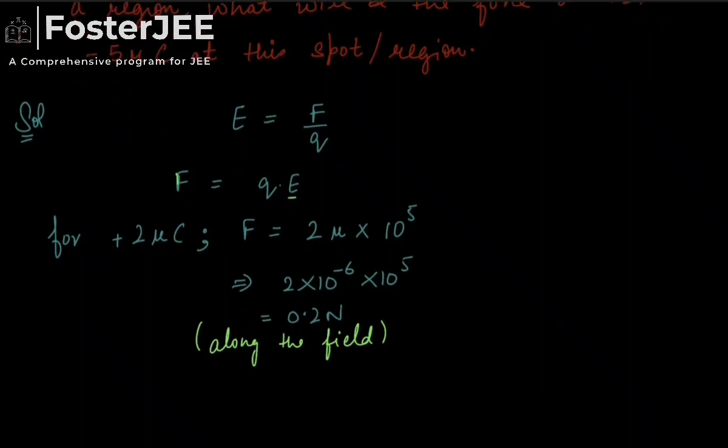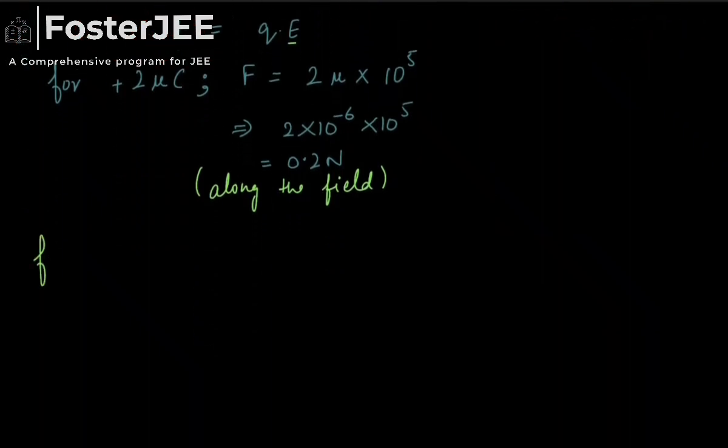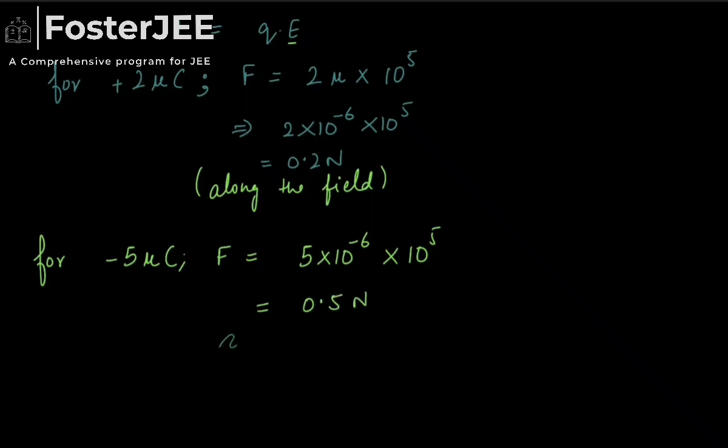Coming to the negative charge, that is for minus 5 microcoulomb, force will be Q times E, that is 5 into 10 to the power minus 6 into 10 to the power 5, that is 0.5 Newton. And this will act opposite to the field.